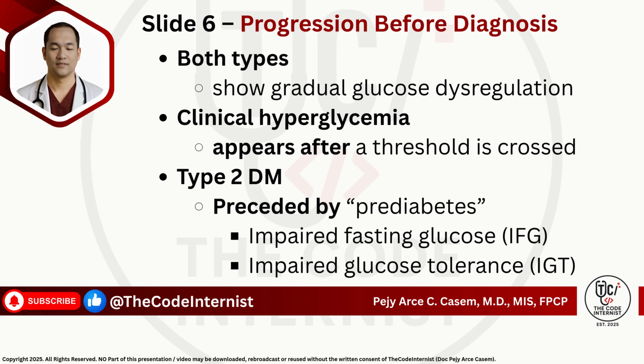Before a person is officially diagnosed with diabetes, there's a silent period where blood sugar levels are starting to go up, but not yet enough to be called diabetes. In type 2 diabetes, this stage is known as prediabetes. It's marked by either impaired fasting glucose or impaired glucose tolerance, basically early signs that the body is struggling to maintain normal glucose levels. This is a critical time for intervention because lifestyle changes can still make a big difference here.